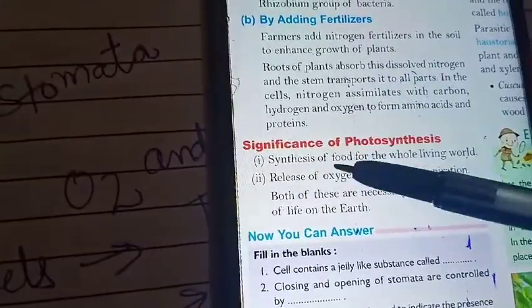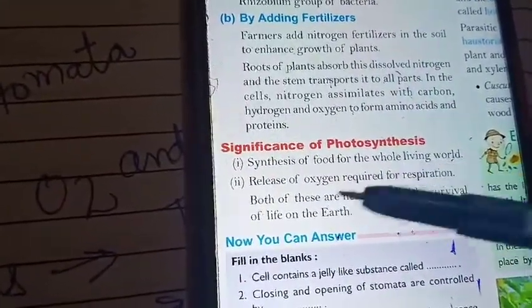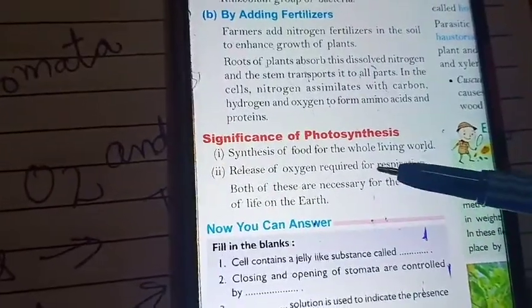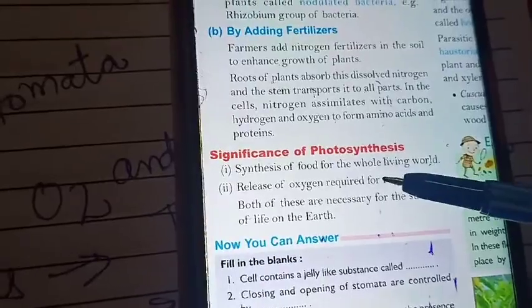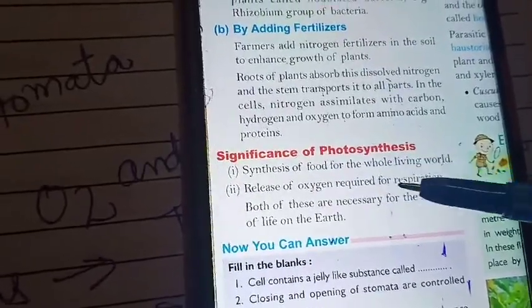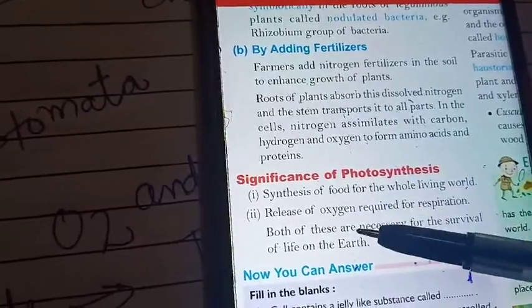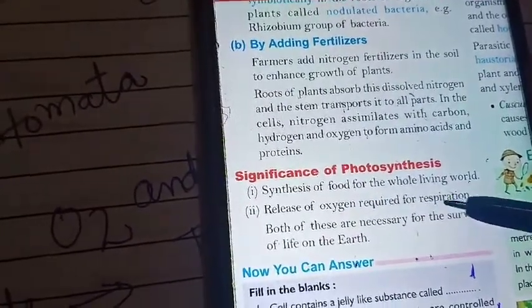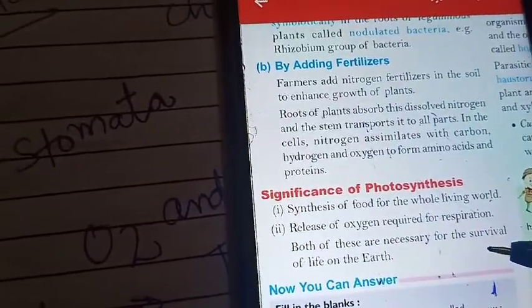Now, ending, what is the significance of photosynthesis? Synthesis of food and formation of oxygen for respiration. The main products of photosynthesis are food as glucose, carbohydrates, fats, protein, and oxygen that is necessary for breathing and respiration. Now, in the next video we will continue with heterotrophic nutrition.